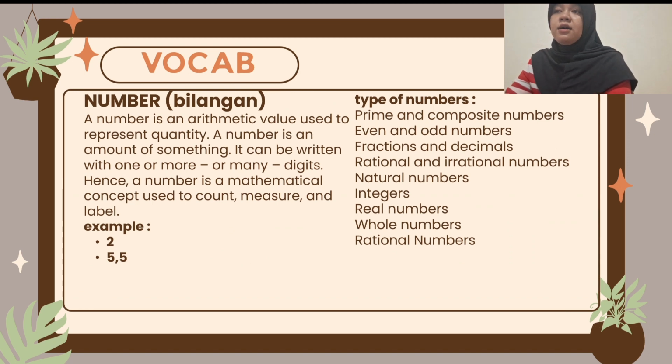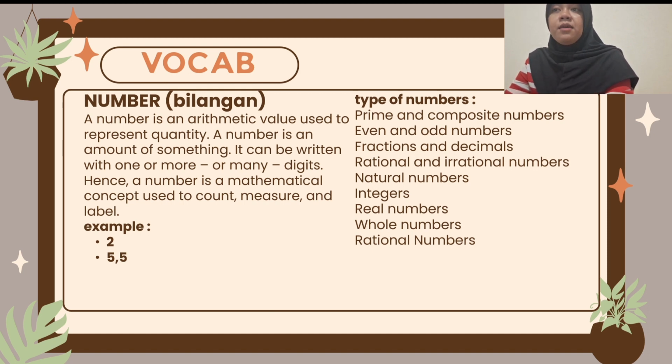Next, we have number, or in bahasa we say bilangan. A number is an arithmetic value used to represent quantity. A number is an amount of something. It can be written with one or many digits. Hence, a number is a mathematical concept used to count, measure, and label. Okay, numbers have many types.